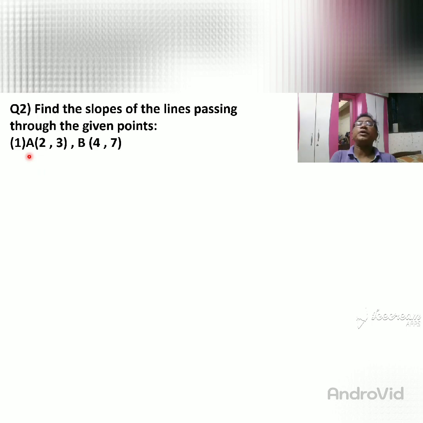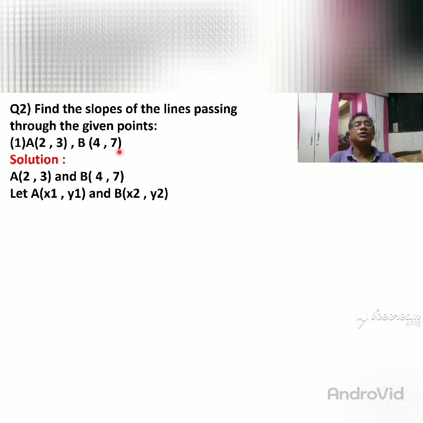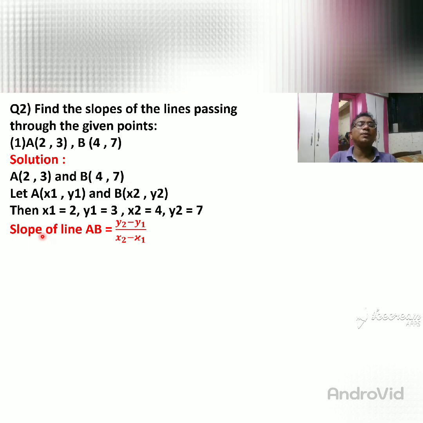So here you want to find the slope of the line passing through the given points. The coordinates of A are 2, 3 and the coordinates of B are 4, 7. So x1 is 2, y1 is 3, x2 is 4, y2 is 7. Now we want to find the slope of line AB.